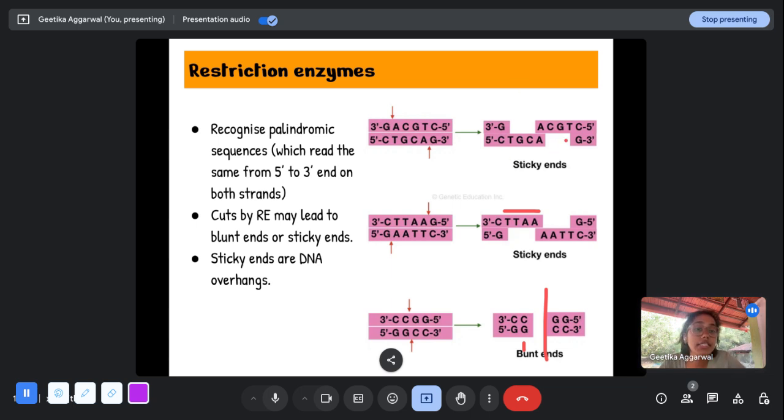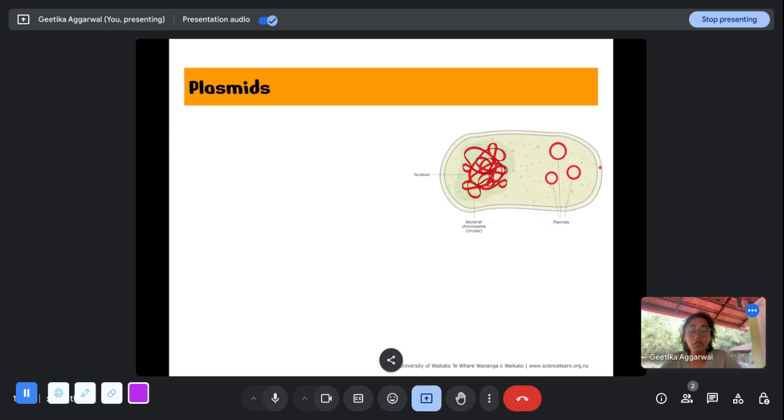These sticky ends are very important because that is where your target gene will come and ligate. Your target gene will also have a sequence which is complementary to this, so basically your target gene will now have ACGT again. When you use restriction enzymes, you cut the plasmid and the target gene with the same restriction enzymes, so you get complementary sticky ends, so that they can come and ligate together.